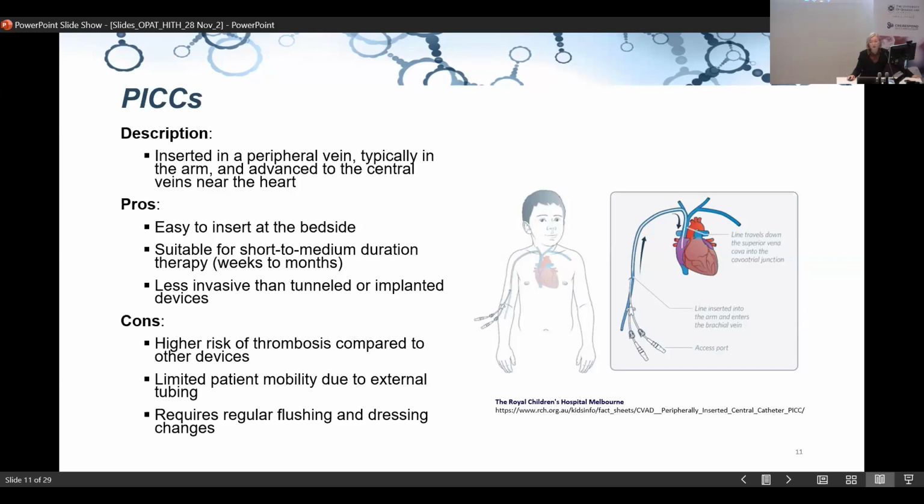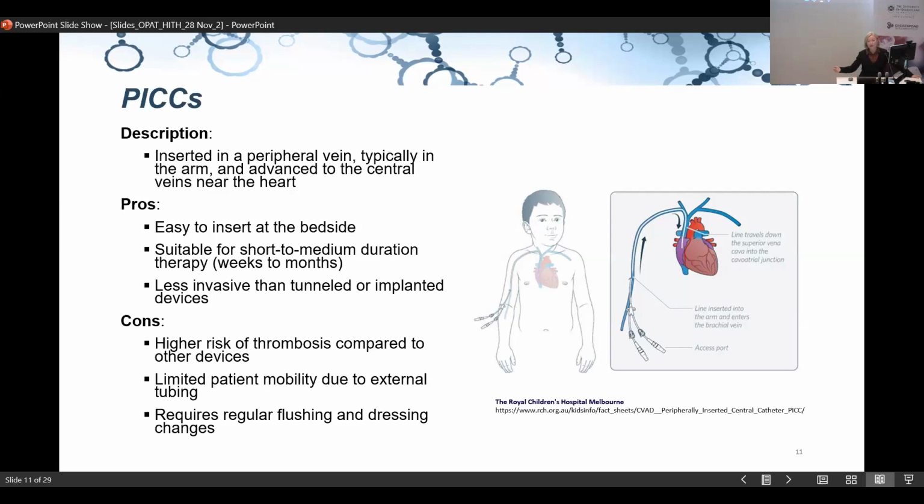I believe in the rest of the world nurses put in the PICCs, and we're doing much more of that now than we ever used to, with services doing that at the bedside for patients. It's suitable for short-term duration, so weeks up to months, and it's less invasive than something that needs to be surgically implanted. The con is that there is literature to say there's potentially higher thrombosis with PICCs compared to some of the other central devices.